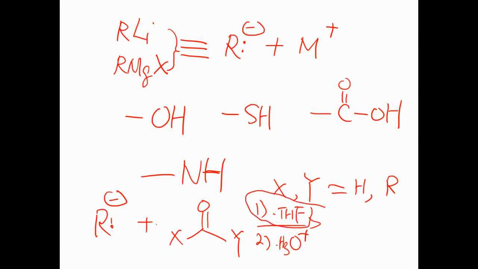In the first step, the rate limiting step is the Grignard carbon anion attacking the carbonyl carbon, and that gives you the product with X, Y. I'm going to draw a new one, so it's easier to see.